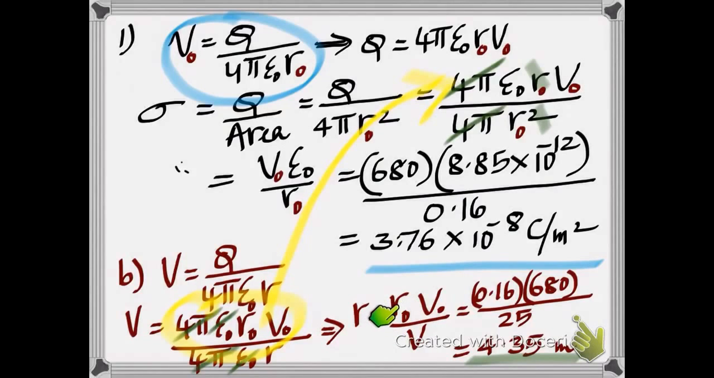That's the radius of the sphere, 0.16. 680 is V naught, which was the initial potential of the sphere, and then 25 is what is given. So you get 4.35 meter.